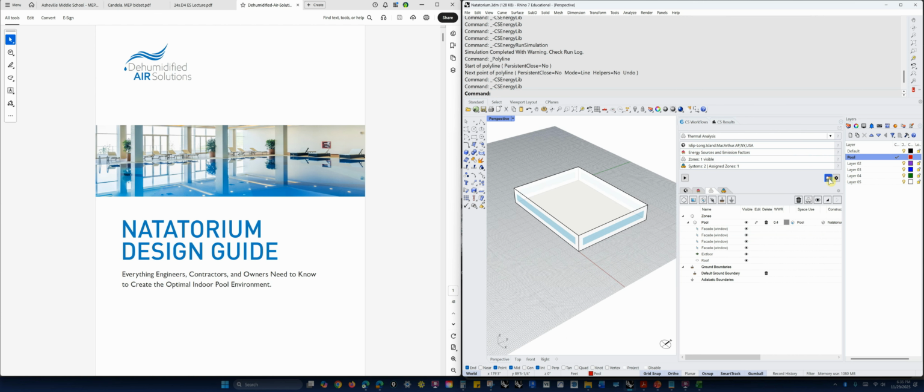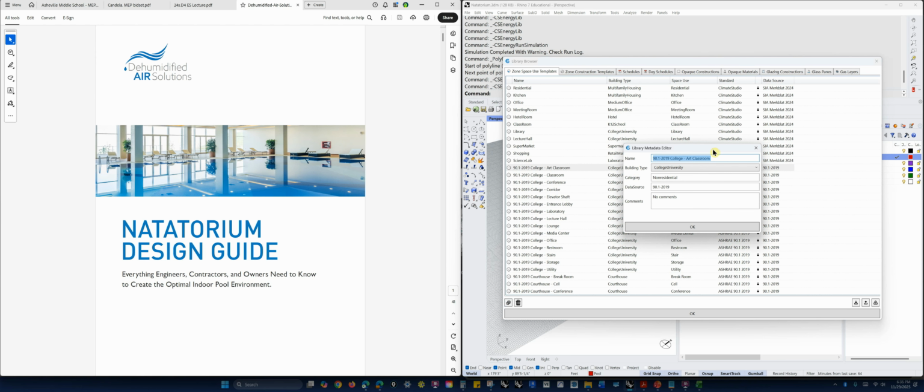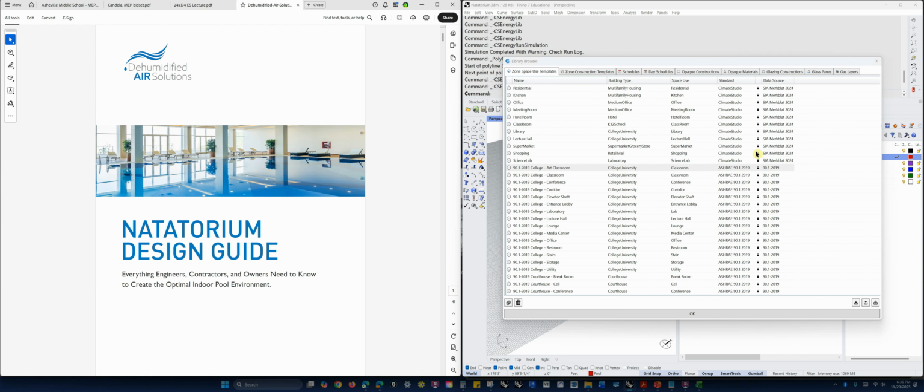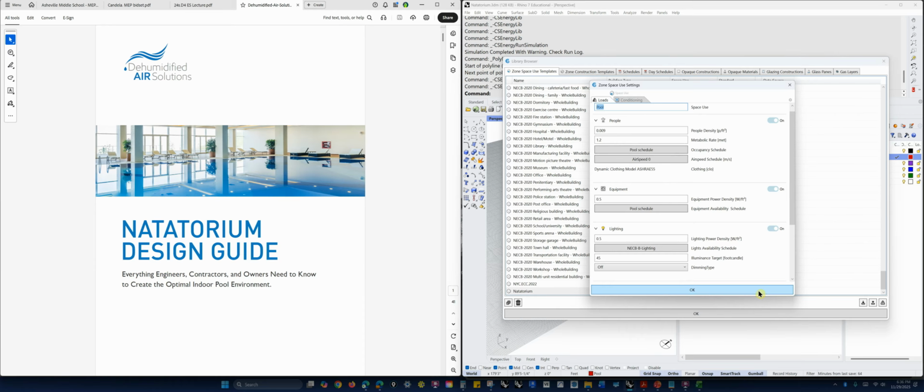You go to this library book up here in the thermal analysis tab. Just pick any existing template, copy it, rename it to whatever you want to call it. I'm not going to do that because I've already done it. And whatever you've created will show up at the bottom. So I have a Natatorium zone space use template. Let's look at the settings I've chosen.